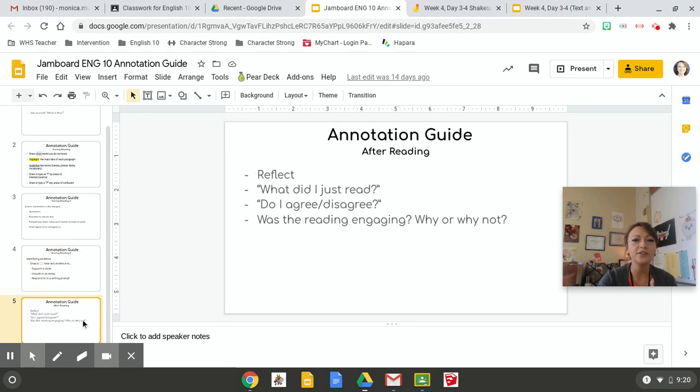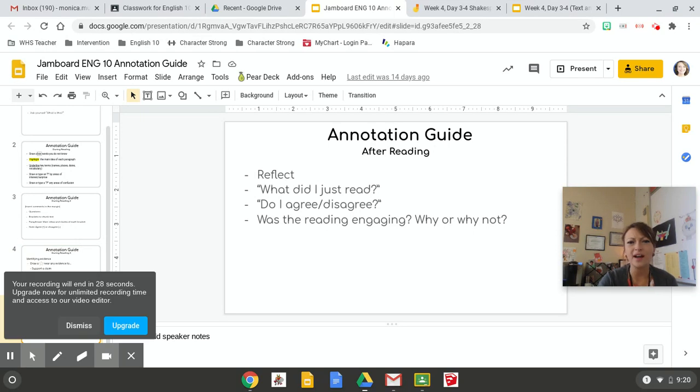Finally, then, on your last read, you want to reflect. What did I read? Do I agree or disagree? Was it engaging? What are connections I can make? And those are your final margin notes. And that's another place you're showing some deep analysis.